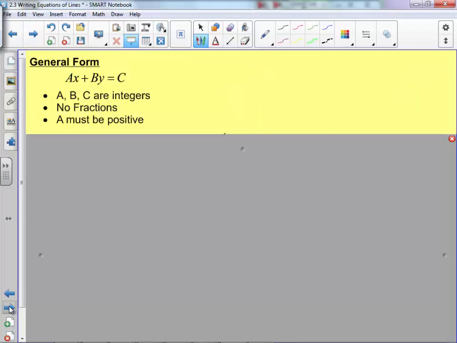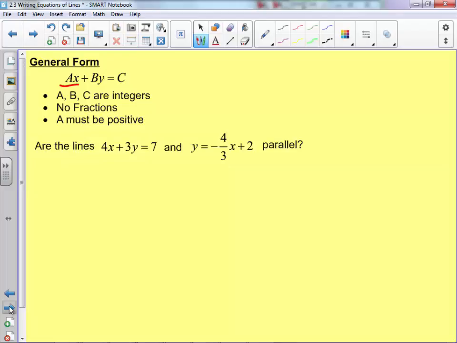General form is the way that equations are typically written. And the key things here are a, b, and c need to be integers, which means there's no fractions. And then this leading coefficient needs to be positive. And we're more worried about, given equations in this form, how we can deal with them. So first off, are these two equations, are the lines going to be parallel?